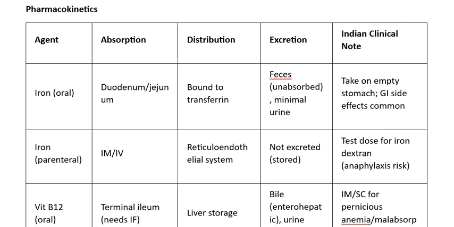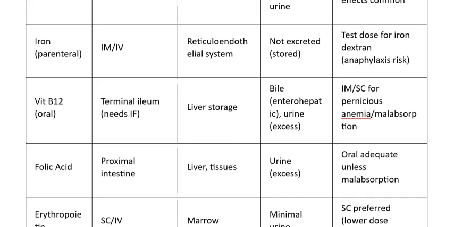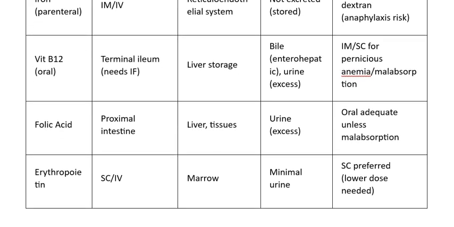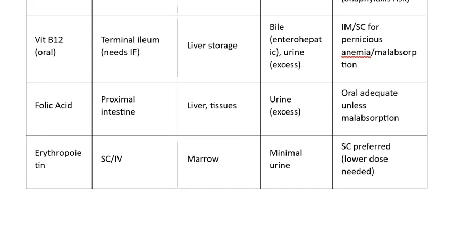Vitamin B12 PK. Oral absorption, again, requires intrinsic factor in the terminal ileum. B12 is unique in that the body stores quite a bit of it, primarily in the liver. That's why B12 deficiency can sometimes take years to develop after the cause begins. Years, wow. Yeah. It's mainly excreted through bile with significant enterohepatic circulation, meaning it gets recycled back into the gut, and any excess is excreted in urine. The key clinical note, especially relevant in India, is that for pernicious anemia or other malabsorption states, you must give B12 by IM or SC injection. Oral forms just won't be absorbed effectively. Explains why we see so many B12 shots being given.